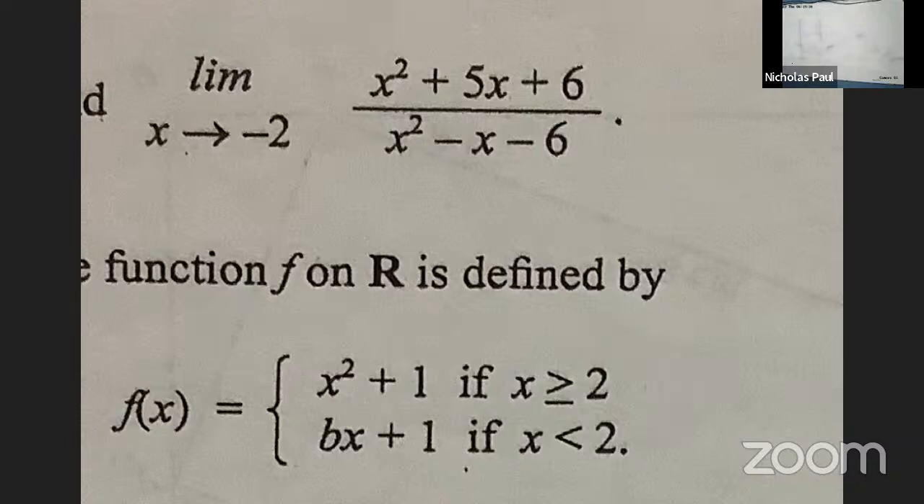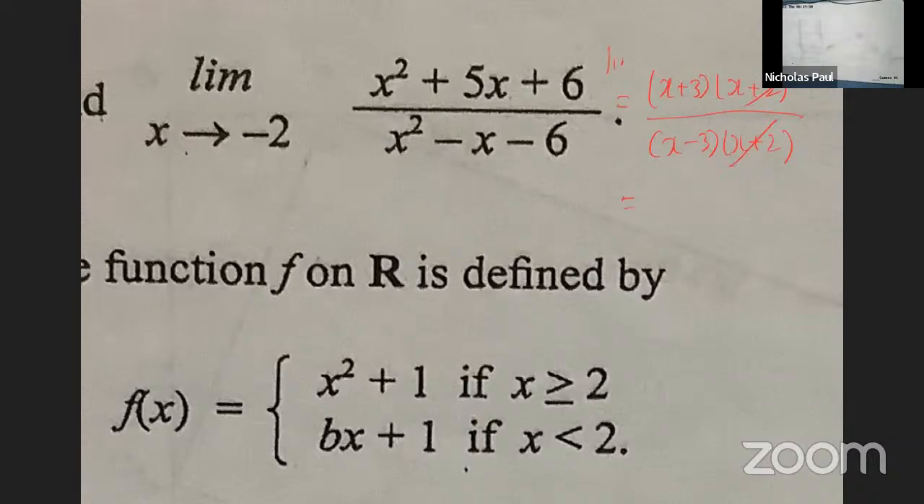Right? So most likely factorization might work here. x plus 3 times x plus 2 on top, x minus 3 times x plus 2 on the bottom. This will cancel. Yeah. And then you're plugging in minus 2, right?